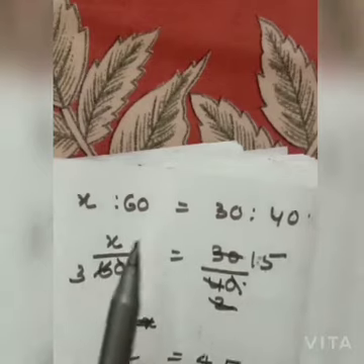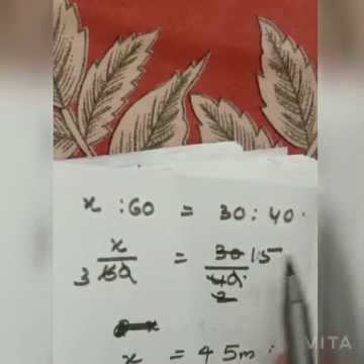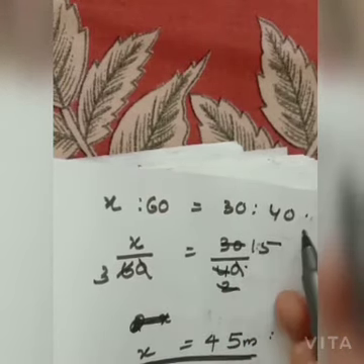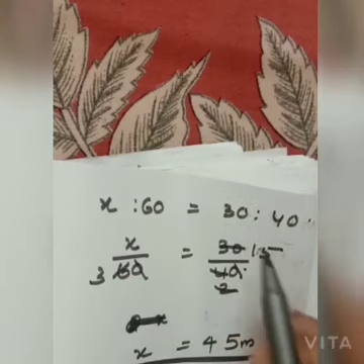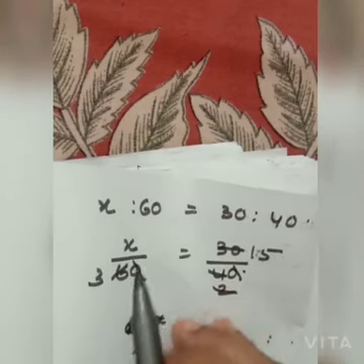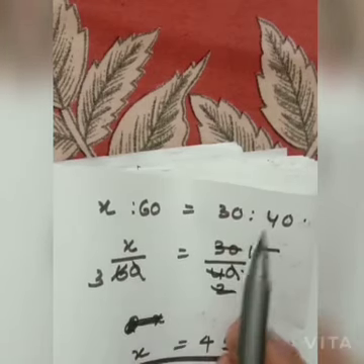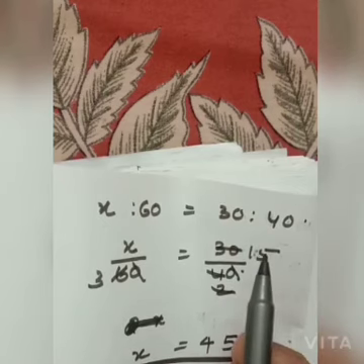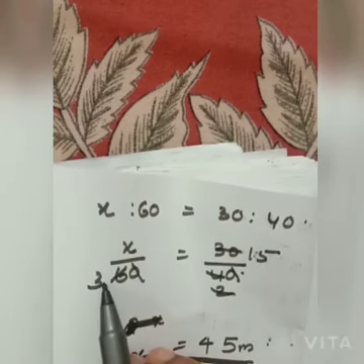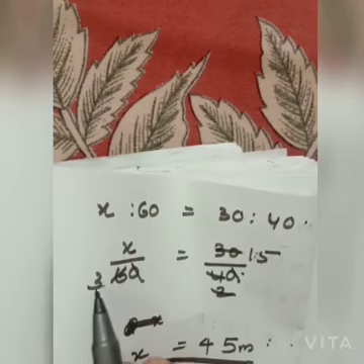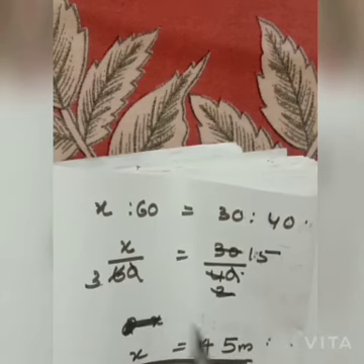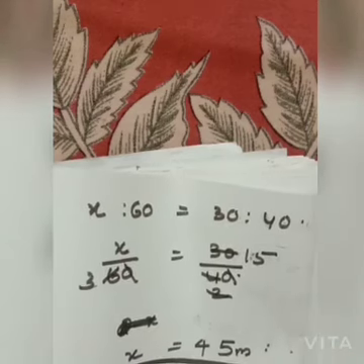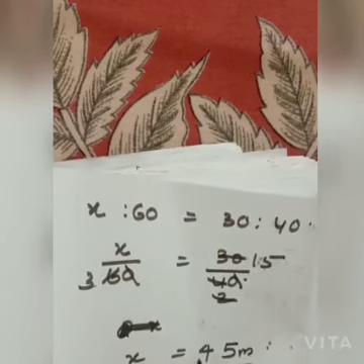Then x ratio 60, 30 ratio 40. 30 ratio 40, that means you cut out 3 ratio 4. Okay, 0 and 0 will cut out. X by 60, 30 by 40, cut out, you will get 15 here, here 3. Cross multiply. 15 3 are 45, x equal to 45. Then how much length? 45 meter.